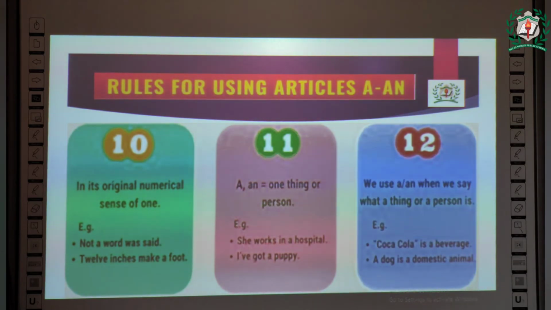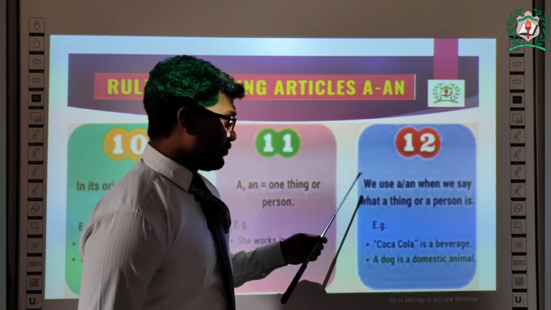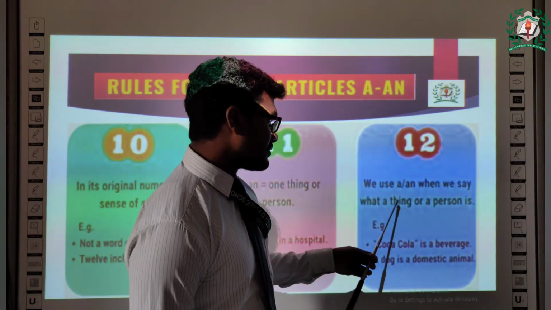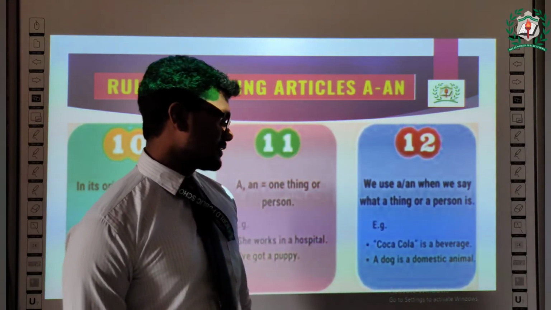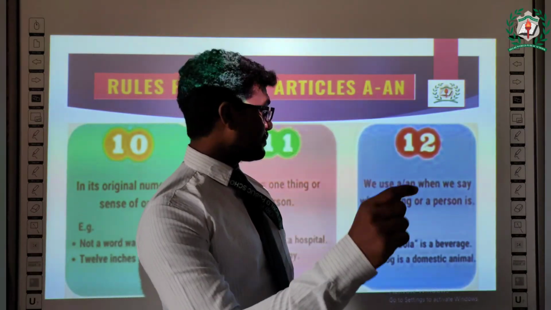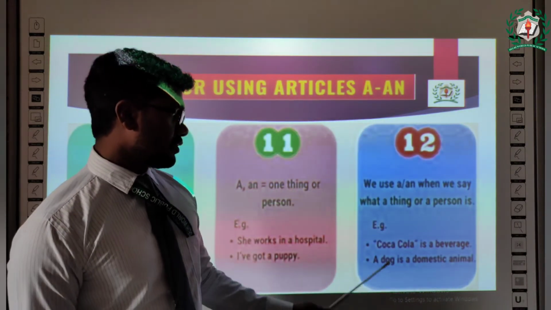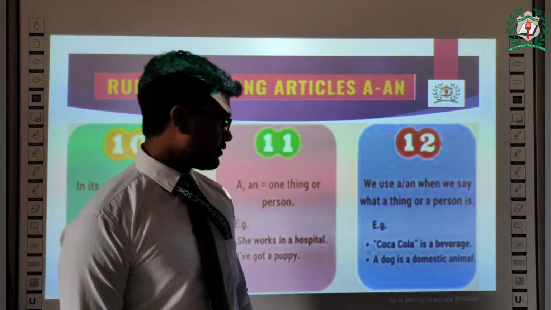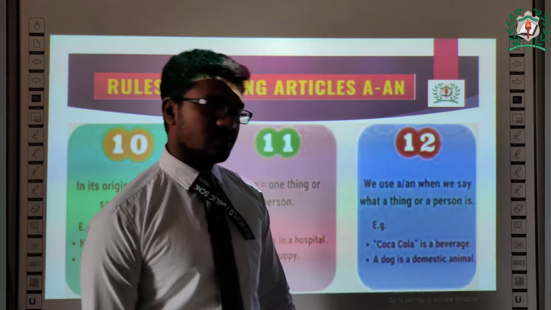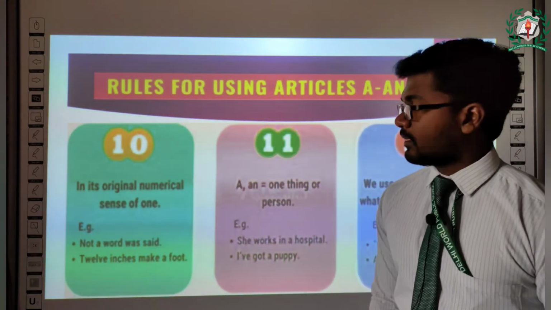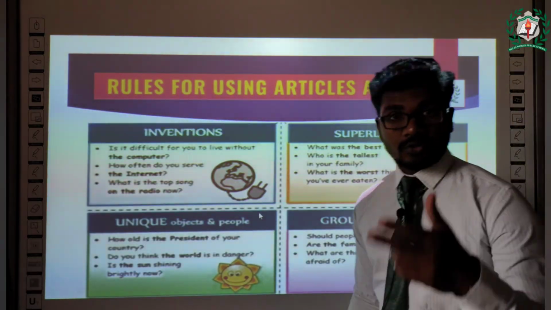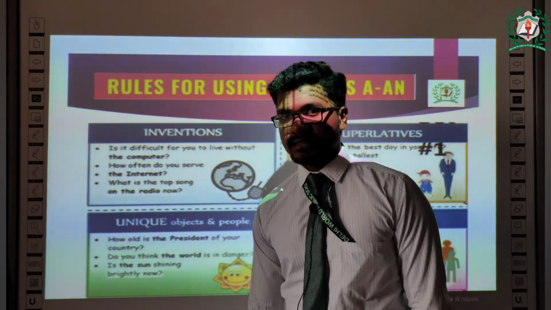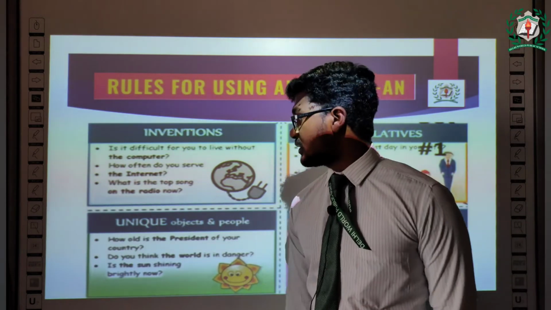And 12th one, we use a or an when we say what a thing or a person is. A thing or a person, we can use, Coca-Cola is a beverage. Beverage means drink, right? So we can use a. I hope you are getting it clear where to use indefinite articles, right? How many types we can use.